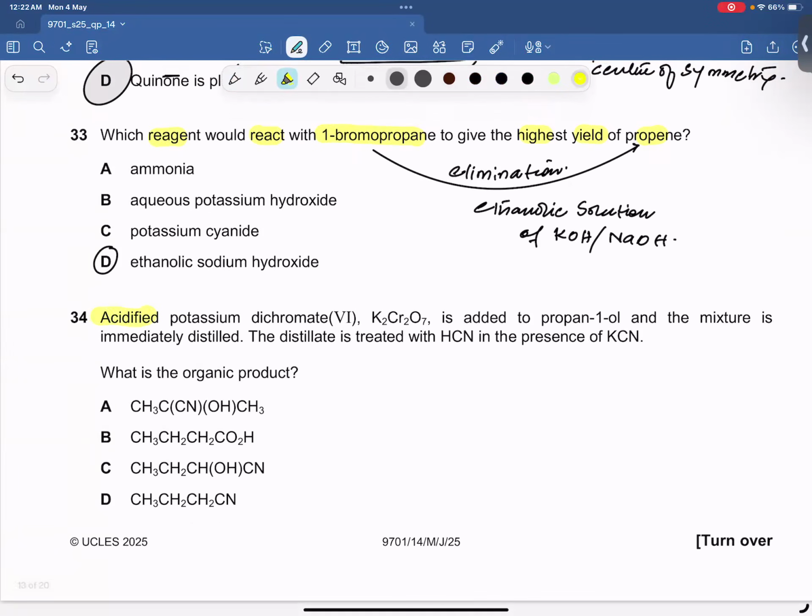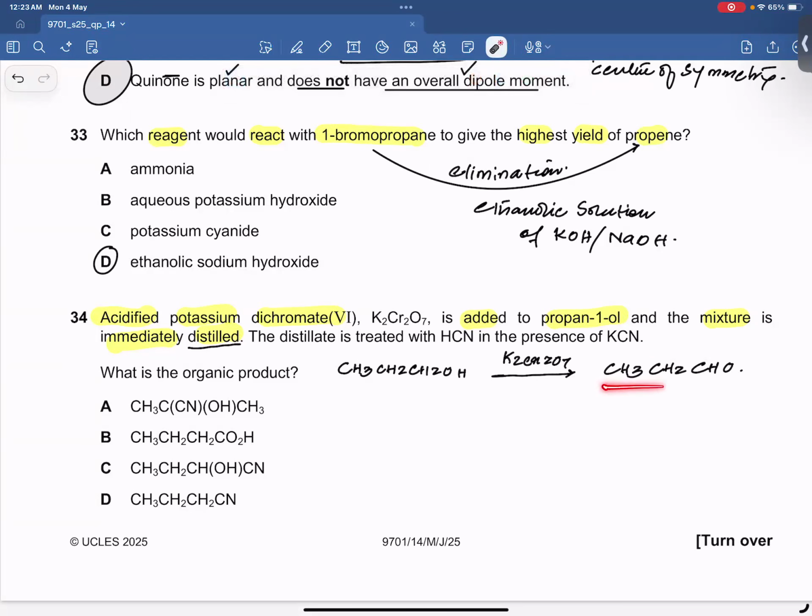Question 34. Acidified potassium dichromate 6 is added to propan-1-ol and the mixture is immediately distilled. So propan-1-ol is basically a primary alcohol. When you treat it with potassium dichromate 6, and I said that whenever the term distil comes, it means aldehyde is required. So it will turn to a propanal. Okay.